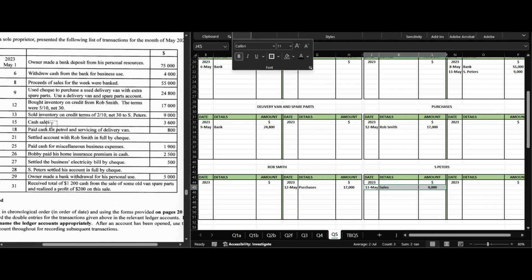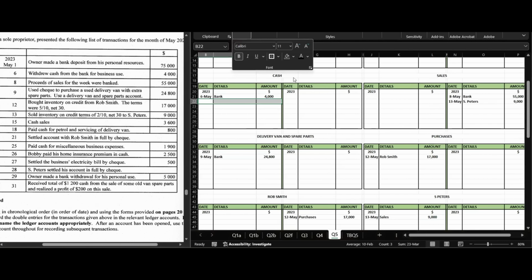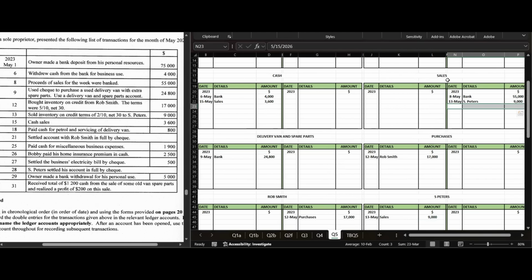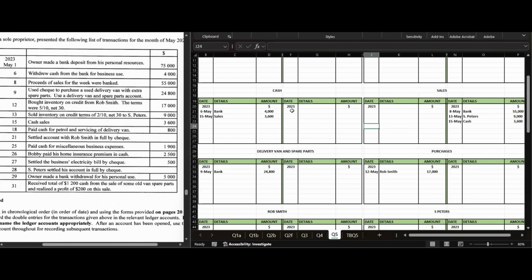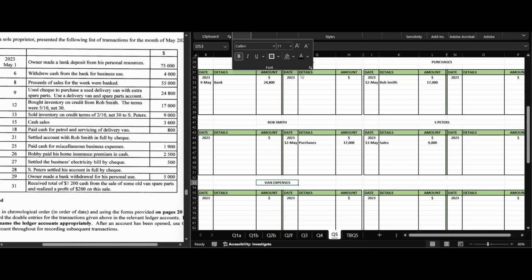Now on the 15th, cash sales amount to 3,006. Cash sales means we will debit the cash and we will credit our sales. May 18th, paid cash for petrol and servicing of the delivery van. Well, credit your cash. And we will need another account called a van expenses account. Let's create a van expenses account, which must now be debited.